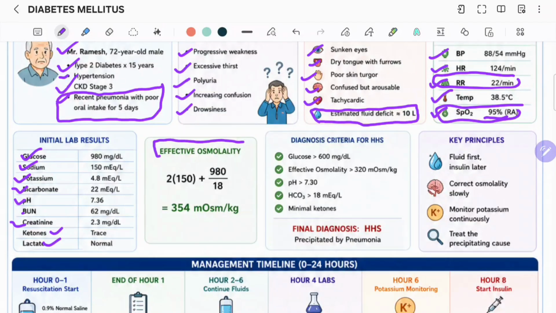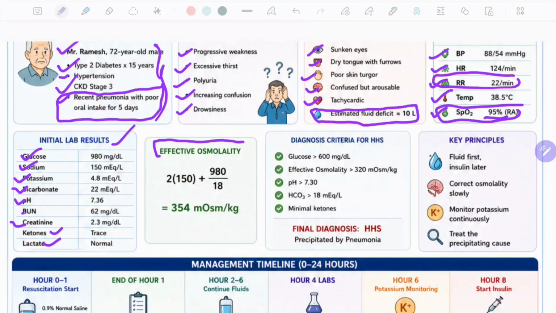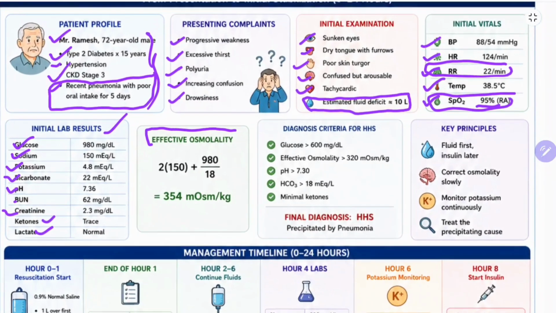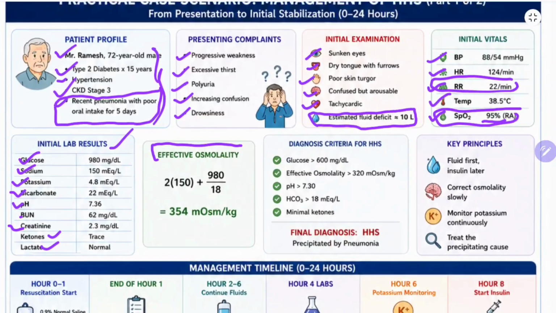So first we need to calculate. Because there is hyperglycemia, the case is revealing that the patient profile is typically of HHS. Sodium is also elevated. Hyperglycemia is also there, but pH is not low. So we are suspecting this one. And we are calculating effective osmolality: 2 into sodium plus 980 by 18. So it is revealing 354. That means there is a hyperosmolar state.